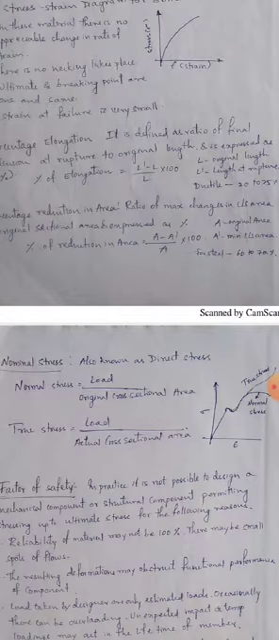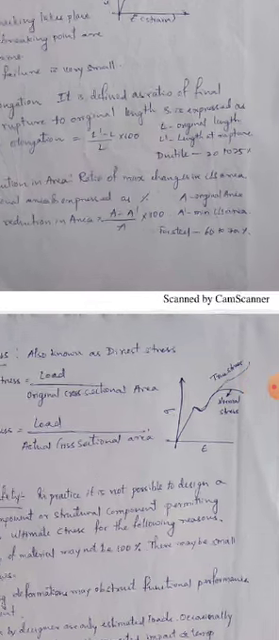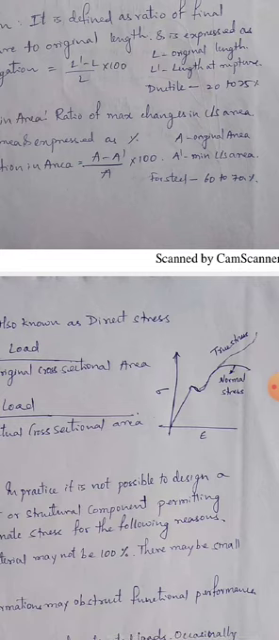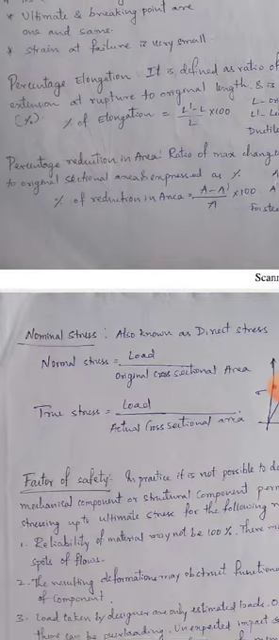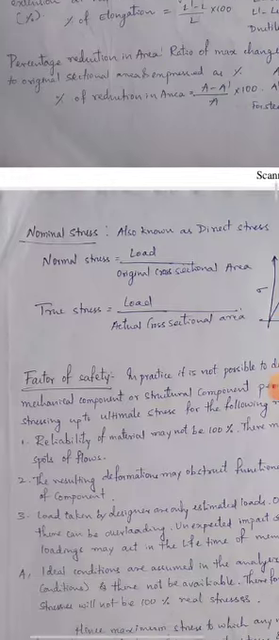Next, normal stress, also known as direct stress, is of course load by cross section area. If you consider true stress, it is load by actual cross section area. If you see here, in practice, if you do not change the rate of loading, the diagram will appear like a straight line, that is, up to true stress. That type of stress is nothing but true stress. Therefore true stress is equal to load by actual cross sectional area.